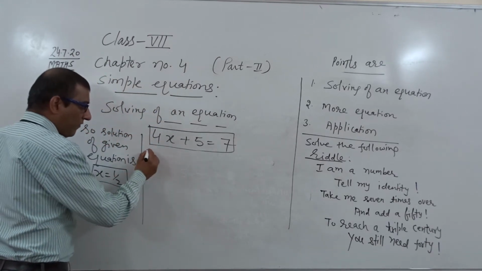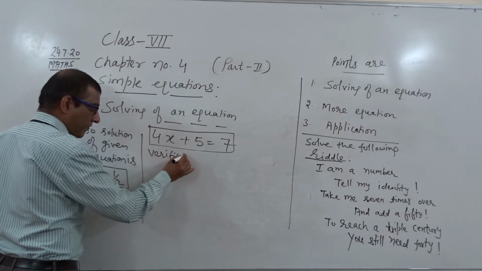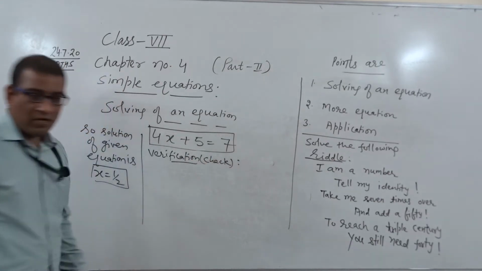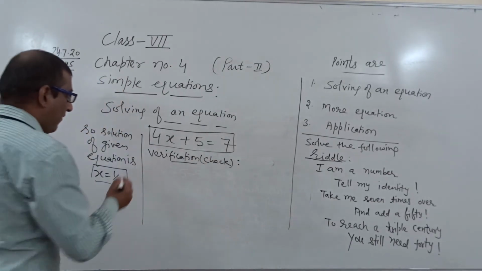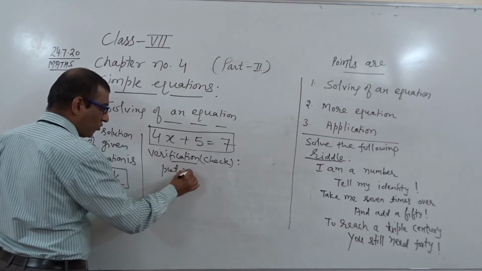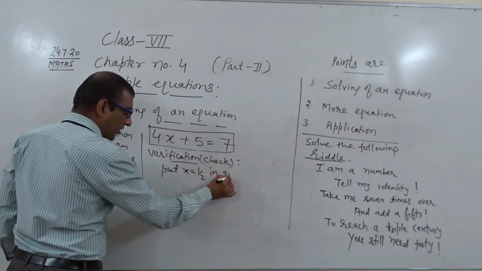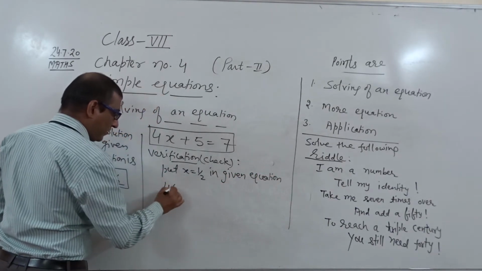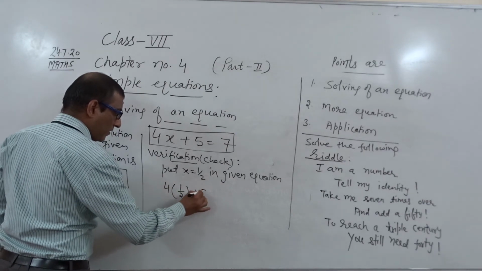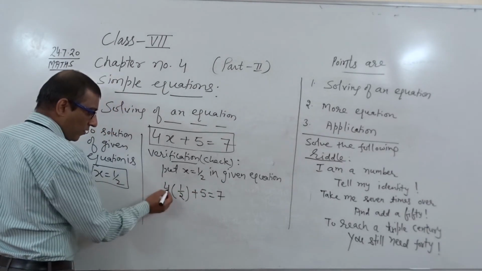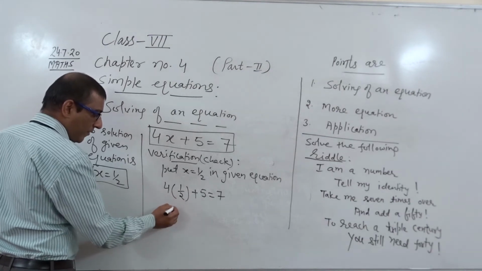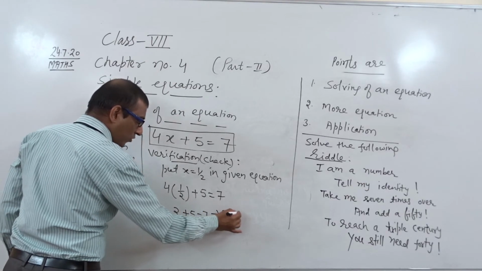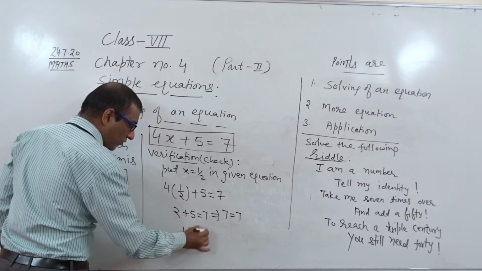So we will go with verification, because we want to check if our answer is right or not. How can we check it? We will put x equals 1 by 2 in the given equation, and when you put it here, it can be written like this. So 4 and 2 will cancel, and it becomes 2 plus 5 equals 7. This is 7 equals 7. So we can say LHS equals RHS.